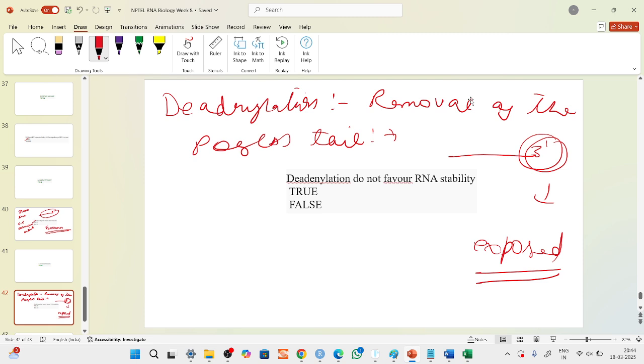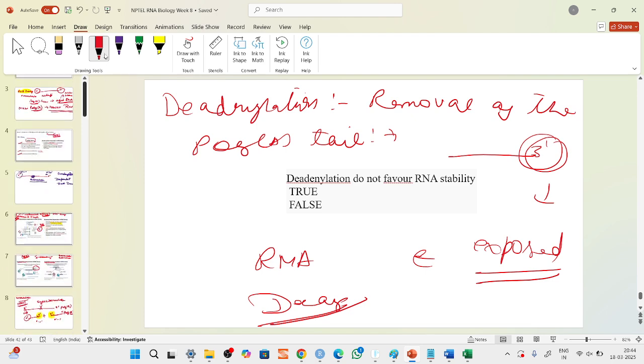And when the 3' end is exposed, then what happens? It is more prone to RNA decay. So with this, we have completed all the questions. Let us very quickly revise what we have studied today.